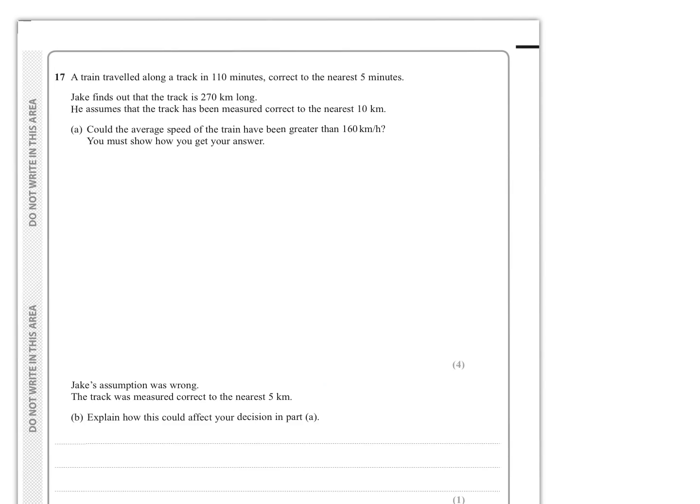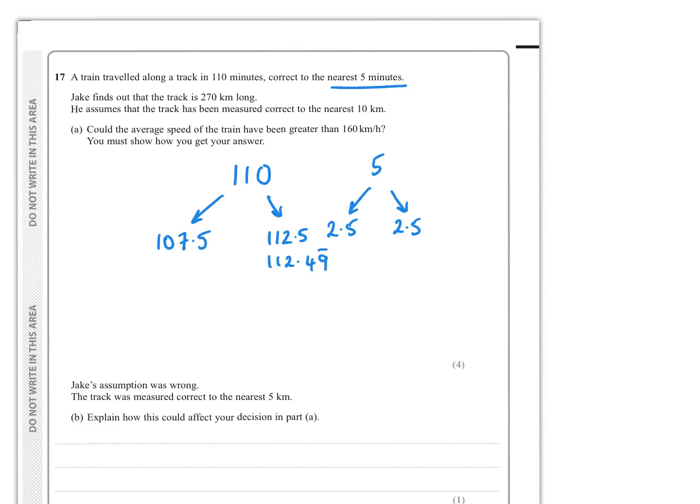Question 17. A train travelled along a track in 110 minutes, correct to the nearest 5 minutes. So the way I do this is I take the 110, I look at what it's nearest to, the nearest 5 minutes, and I cut that in half, and so I'd have 2.5 either way. So I would say that 110 could be as low as 107.5 or as high as 112.5, although it can't actually be 112.5. You can also get away with saying 112.49 recurring.